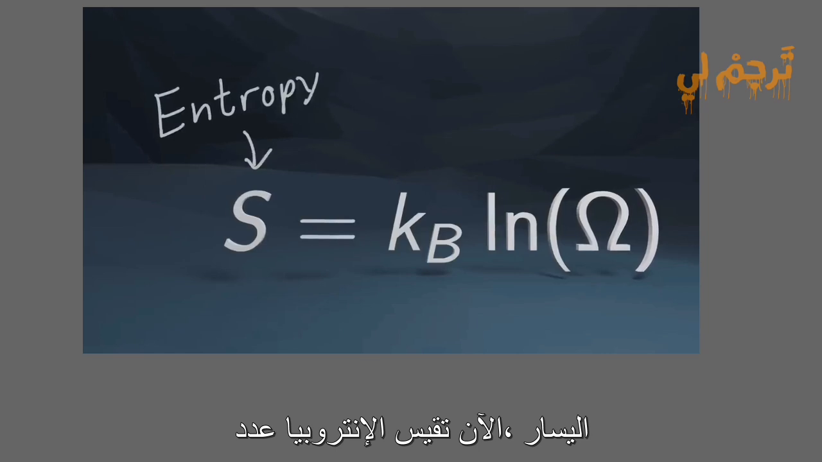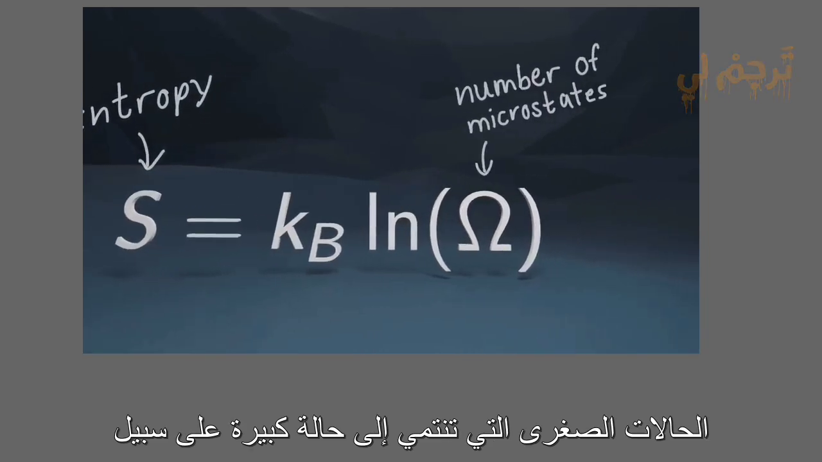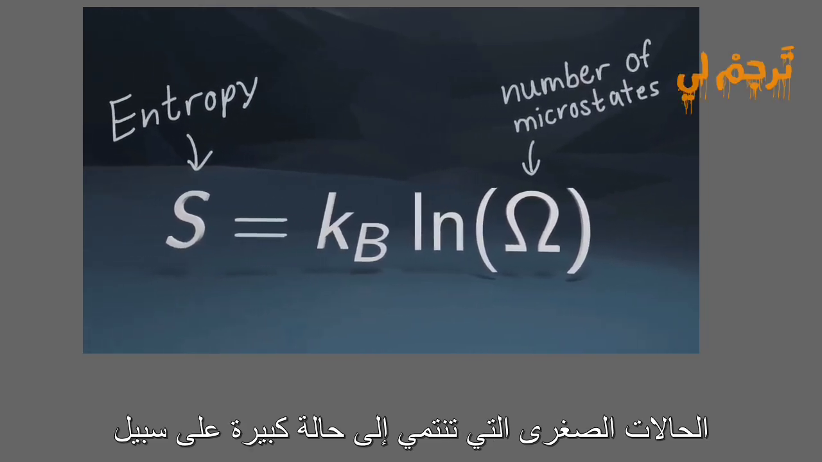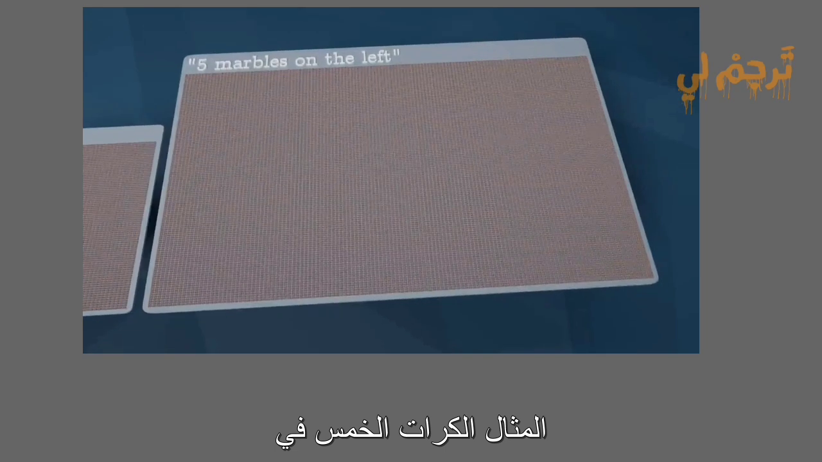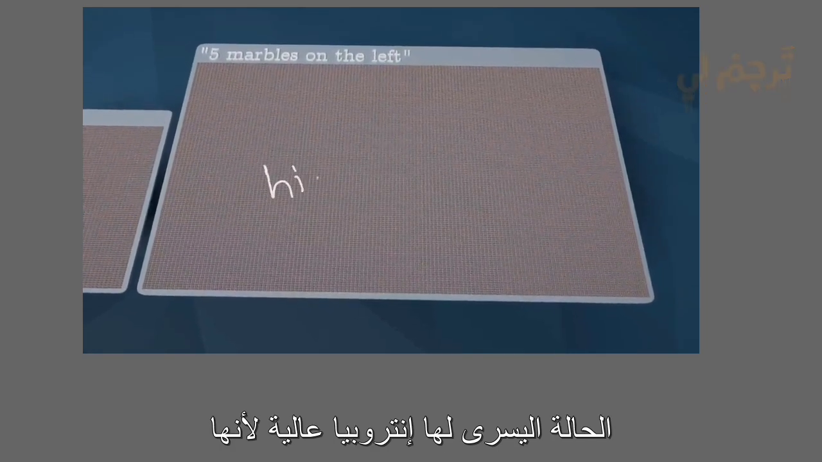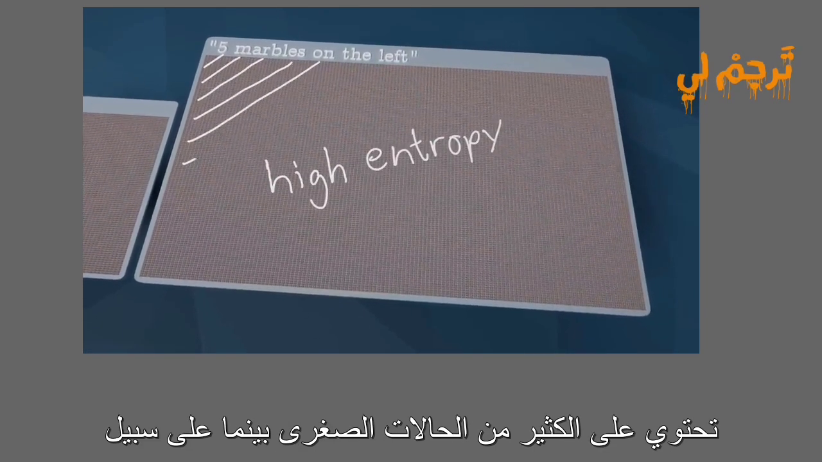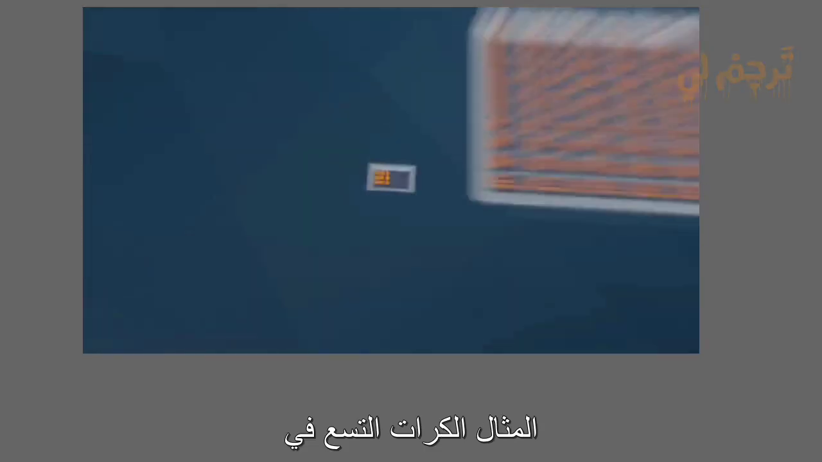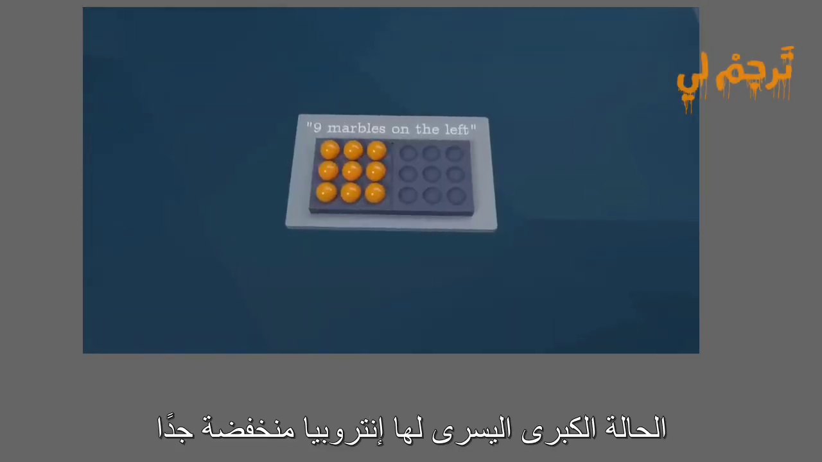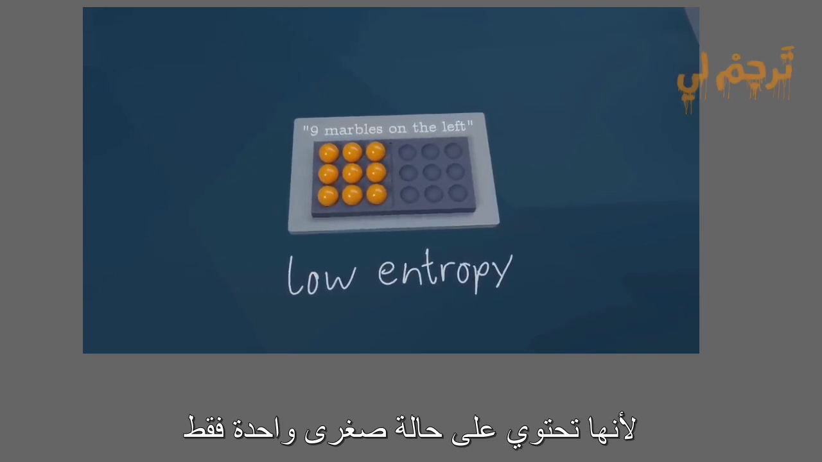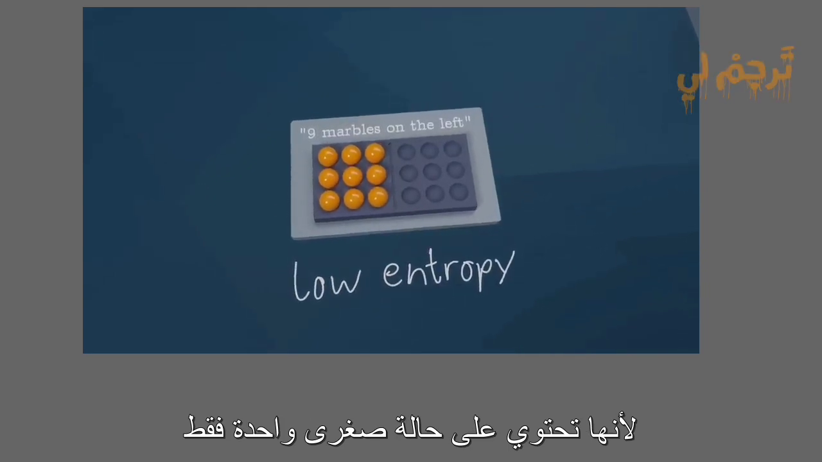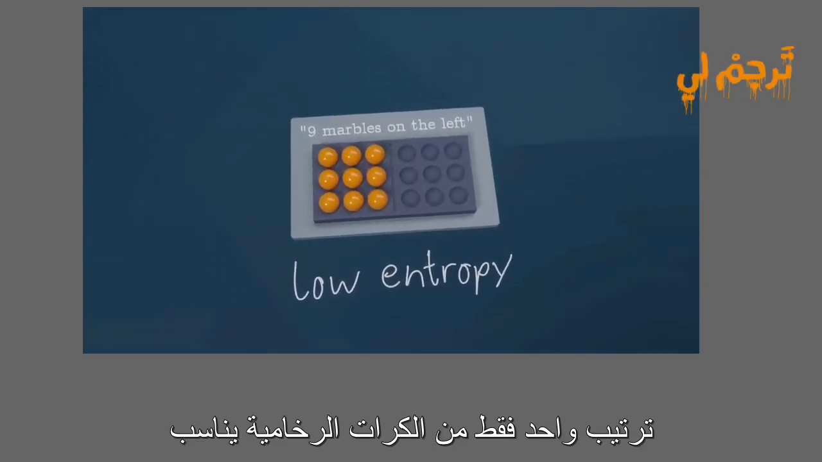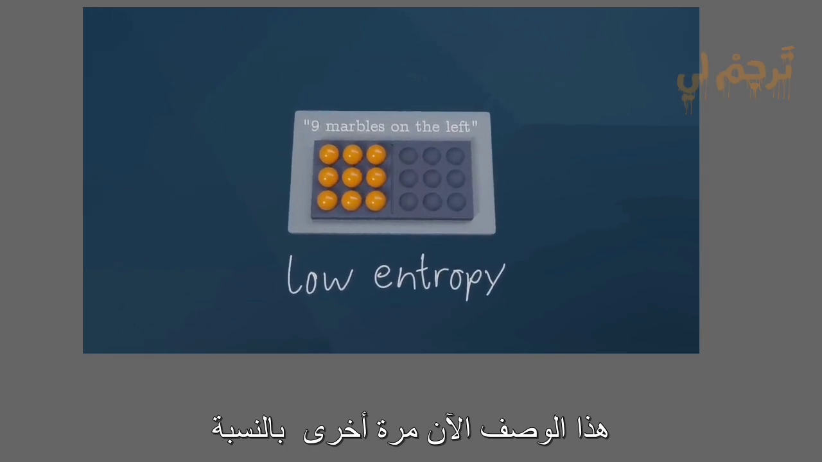Now, entropy measures how many microstates belong to a macro state. For example, the 5 marbles on the left state has a high entropy because it contains a lot of microstates, while, for example, the 9 marbles on the left macro state has a very low entropy because it contains only one microstate. Only one arrangement of marbles fits this description.